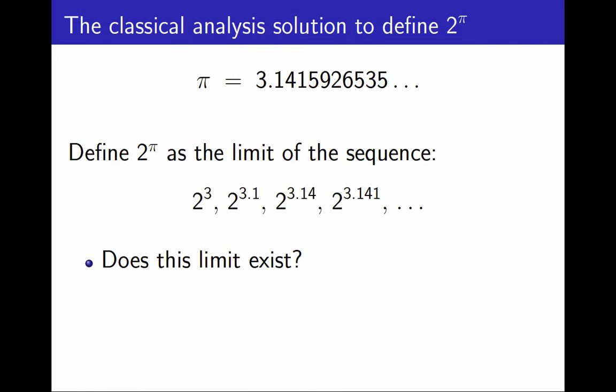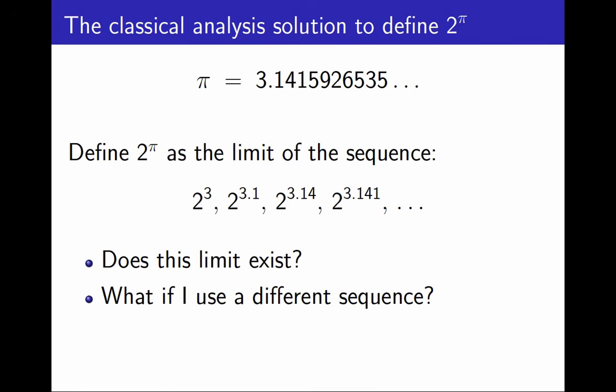Effectively, I am approximating pi with a sequence of rational numbers. But what if I use a different sequence of rational numbers to approximate pi? Will I get the same result? The answer turns out to be yes, but it is very hard to prove. This solution may look simple, but it isn't.